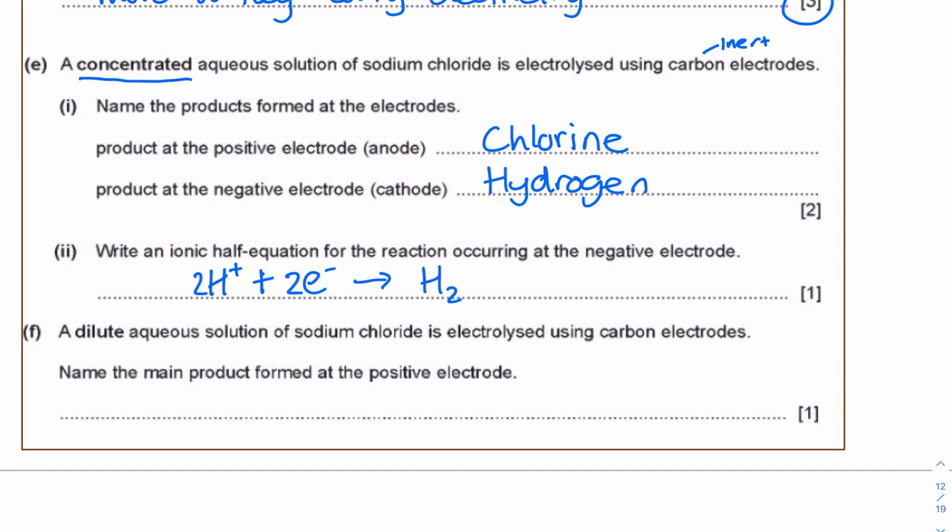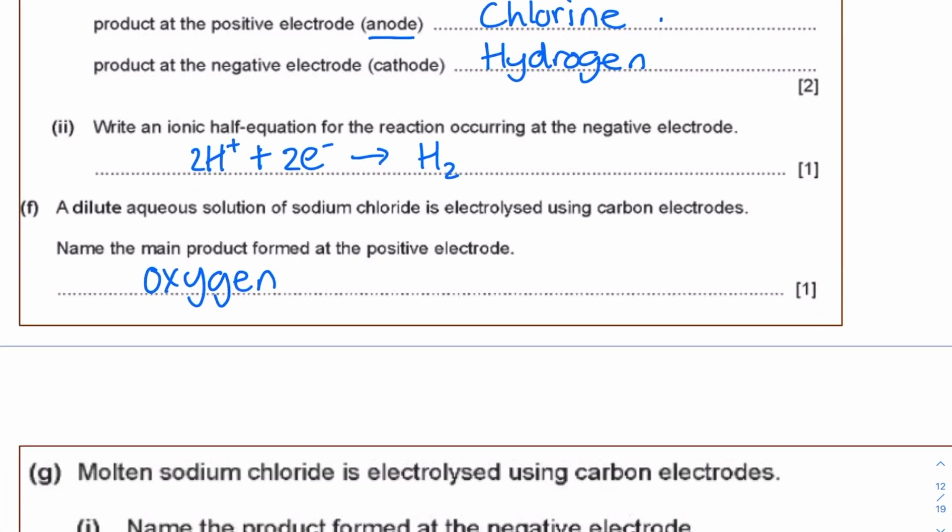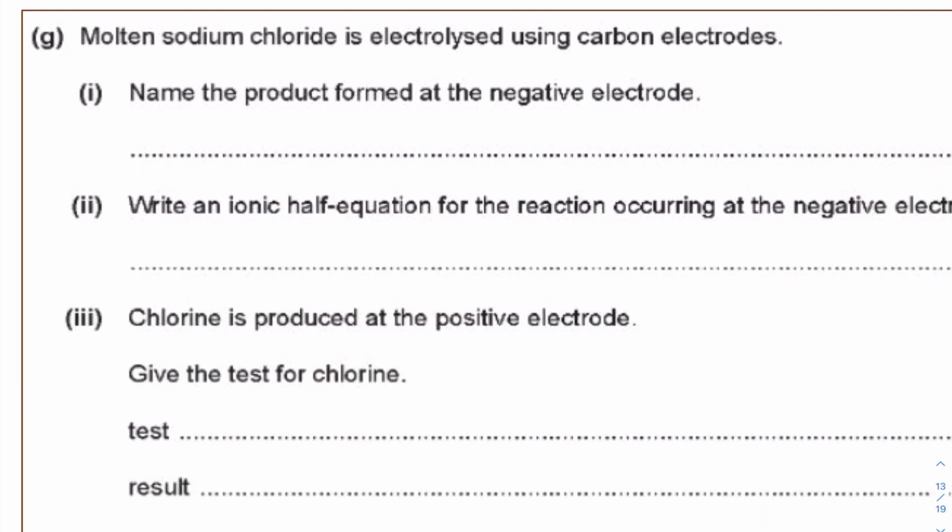A dilute aqueous solution of sodium chloride is electrolyzed using carbon electrodes. Name the main product formed at the positive electrode. Well, we know the positive electrode is the anode. So in this case, because it's now dilute, we haven't got very many chloride ions. So we're not going to form chlorine. What we are going to form instead is oxygen. It's either oxygen or a halogen, we know that, so it has to be oxygen that forms from the OH-.